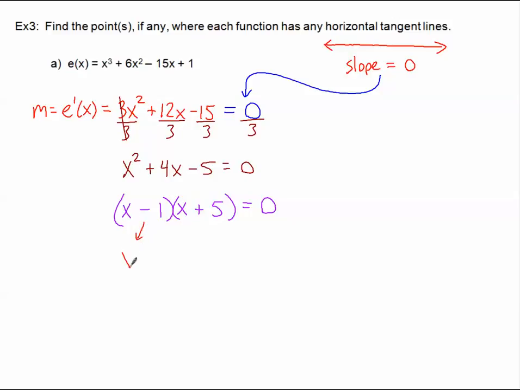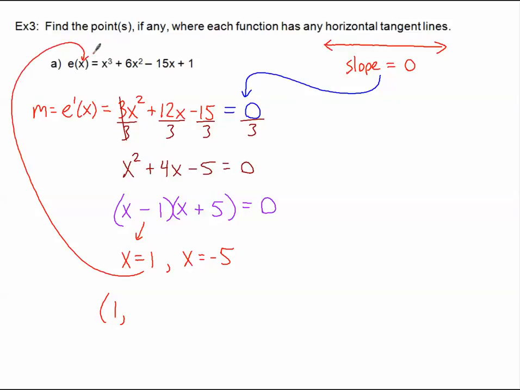So now each of these factors can tell me a different x coordinate. x equals 1, x equals negative 5. So there are 2 points that will have a slope equal to 0. There are 2 points where there will be tangent lines to this curve. One of them has an x-coordinate of 1, the other one has an x-coordinate of negative 5. How am I going to find the entire point? Well, I need to go and plug a 1 into our original function, not into the derivative. If I plug a 1 into the derivative, I should be getting it equal to 0 because we just solved the derivative. I need to plug this 1 into the original function.